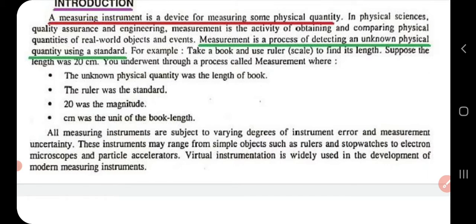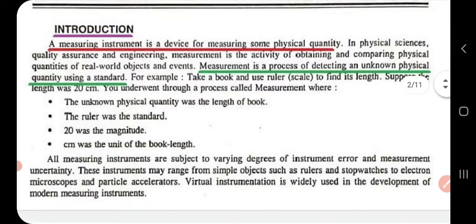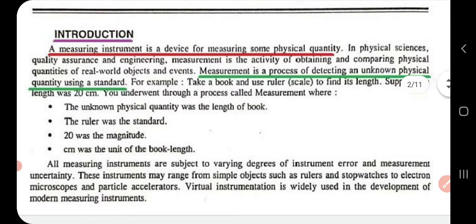Now what was the standard given to you? It was the ruler or the scale. Using that scale, you have measured the magnitude as 20. And what was that 20? To specify 20, you put a unit, and that was centimeter. The result of the measurement was that the length of the book was 20 centimeters. So these simple steps were involved while you are measuring the length of the book. While measuring, there may be some errors, maybe an instrumental error or manual error.